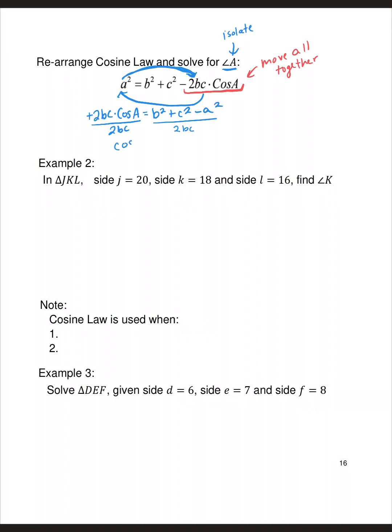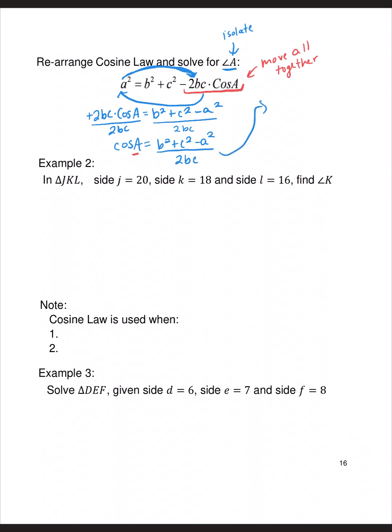So we'll have the cos of A equals b squared plus c squared minus a squared all over 2bc. Okay, now if we need to isolate capital A, we're going to have to do the cos inverse to move that cosine part over.